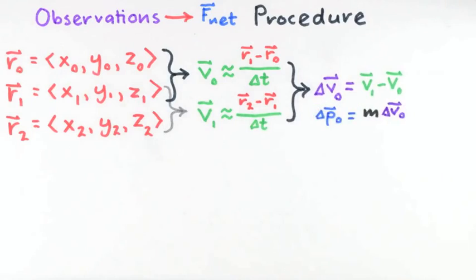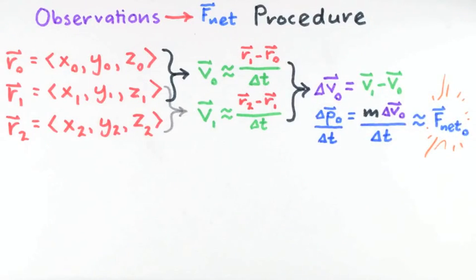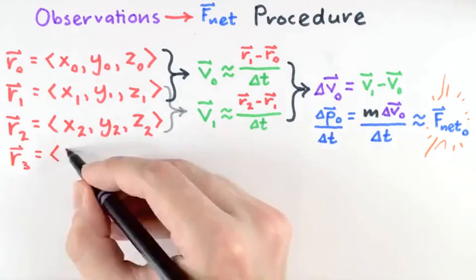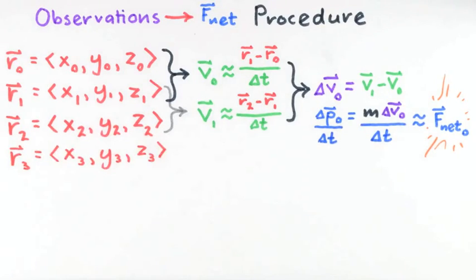Now, by multiplying this delta v by m, we then obtain an estimate for the change in momentum, delta p. So now we can calculate our first estimate of delta p over delta t, as we have written here. And now, by applying our fundamental principle, Newton's second law, we also have our first estimate of the net force. We can get our next estimate of F net, a time interval delta t later, by taking the next position data point and repeating this process.